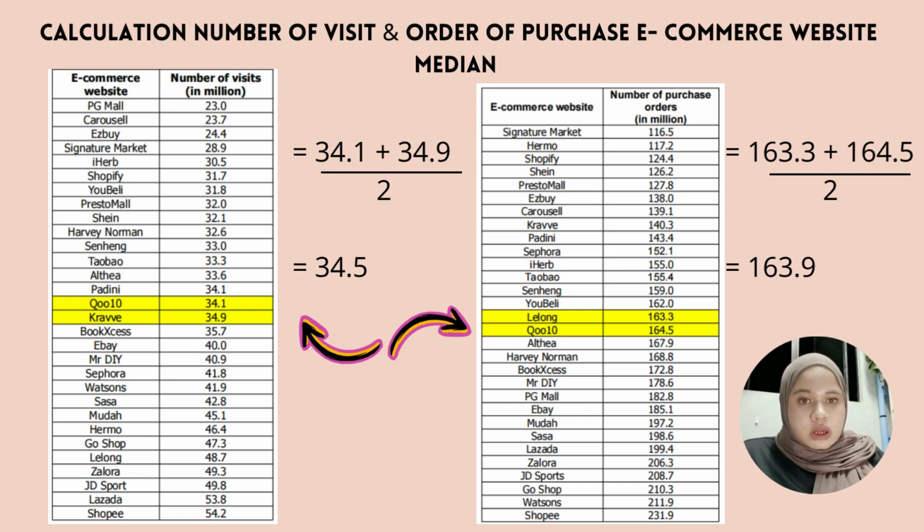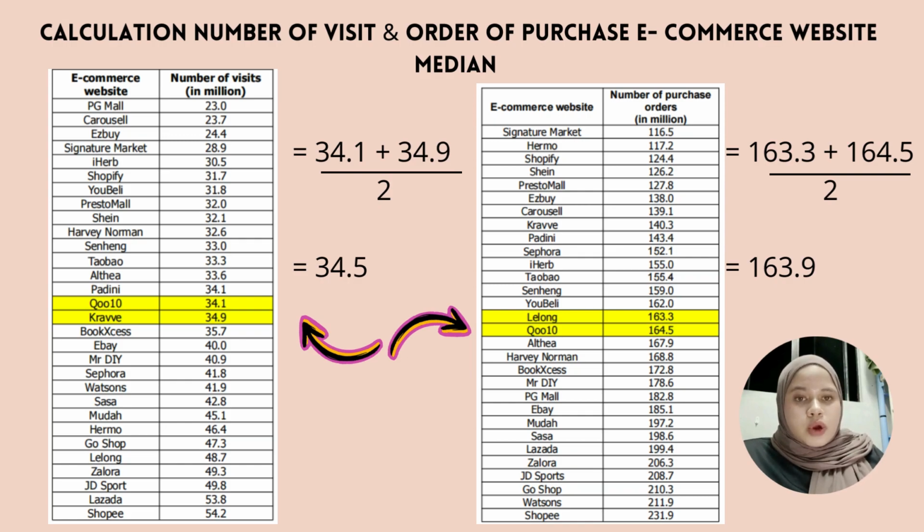First of all, we need to arrange all the numbers of data from lowest to highest. For the number of visits, we get PG Mall as the lowest and Shopee as the highest. From the arrangement, we find that QOO10 and Craft are the midpoint of the number of visits. From the data, we sum up 34.1 million and 34.9 million and divide by 2.